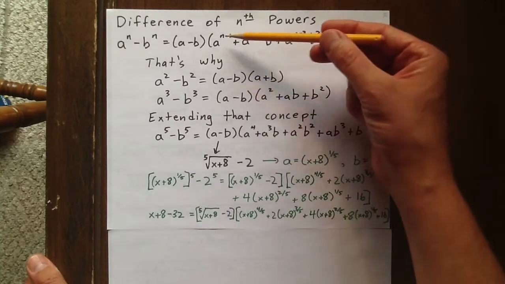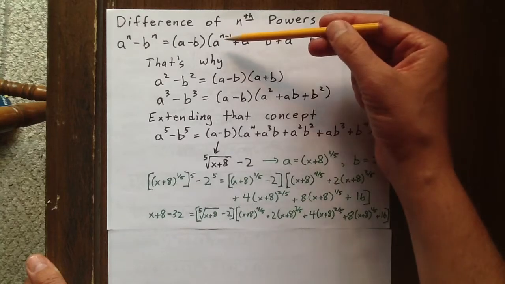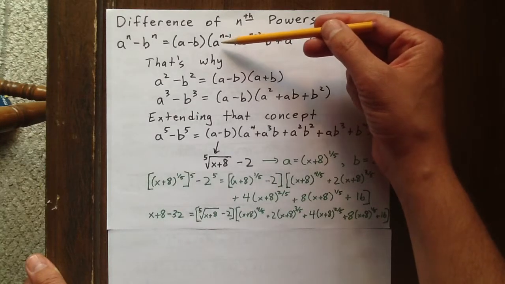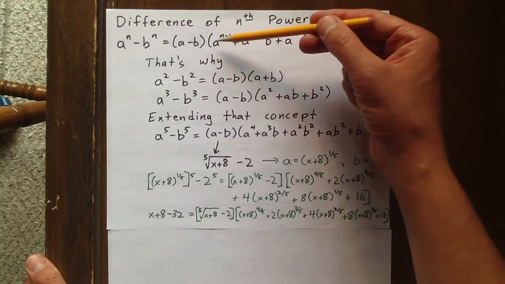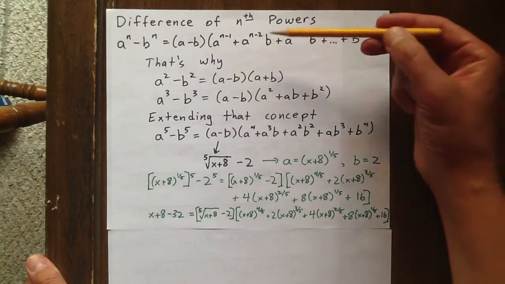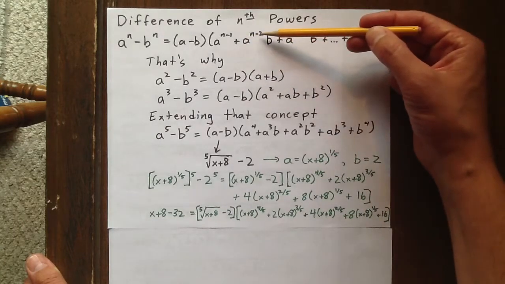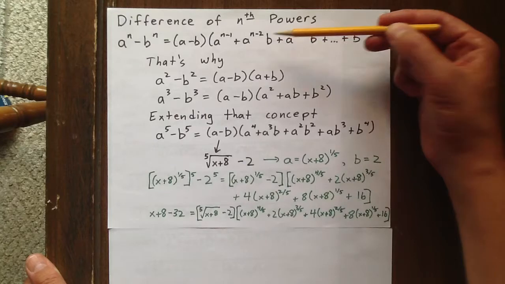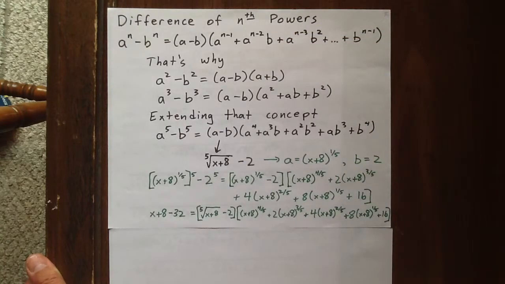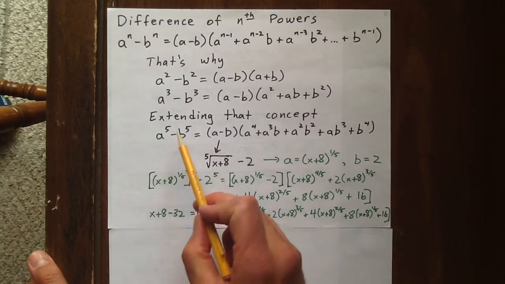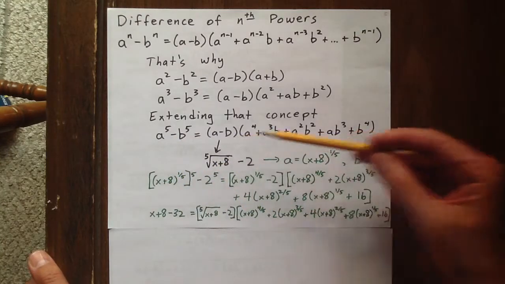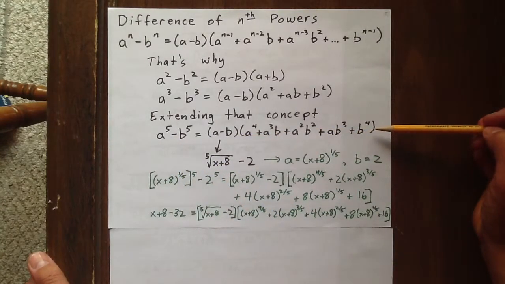And the second factor is obtained by simply subtracting 1 from n and letting the first term be a to that new number. And then from there, adding subsequent terms and always subtracting 1 from the exponent on a and adding 1 to the exponent on b to the next term. So when we have a to the fifth minus b to the fifth, our first factor is a minus b. Our second factor is going to be a to the 4 plus a cubed b plus a squared b squared plus ab cubed plus b to the 4.